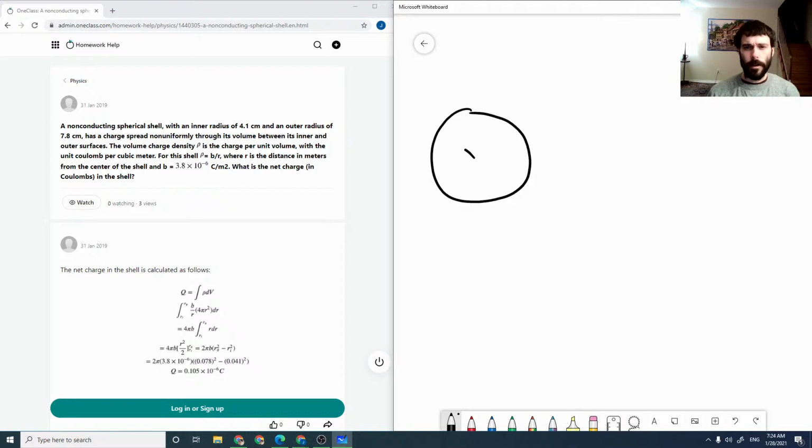With an inner radius of 4.1 centimeters and an outer radius of 7.8 centimeters, and there's charge spread non-uniformly through its volume between its inner and outer surfaces. The volume charge density rho is the charge per unit volume. So for this shell, rho equals B over r, which is 3.8 times 10 to the minus 6 coulomb per meter squared over r.